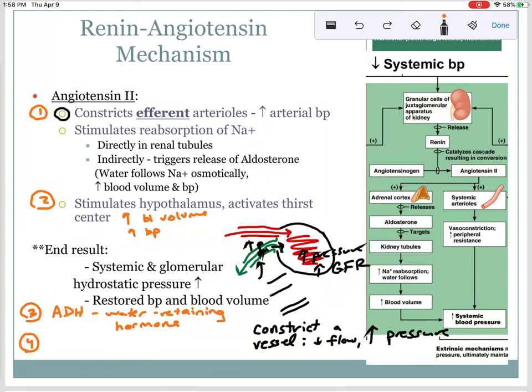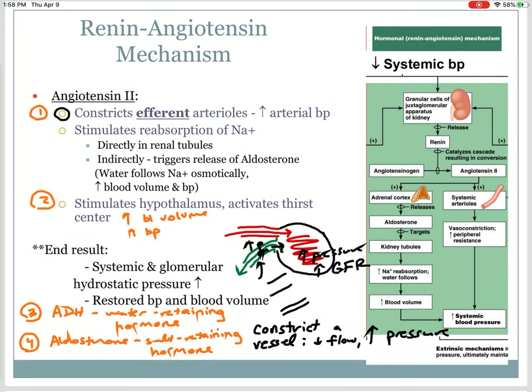And then, last but not least, number 4, angiotensin 2 stimulates release of aldosterone. And aldosterone is our salt-retaining hormone. So it tells the kidneys to retain more salt. If I retain more salt, more water is also going to be retained because water follows salt. If I retain more water, it increases fluid volume, which increases blood pressure. So make sure you review all of the actions of angiotensin 2.